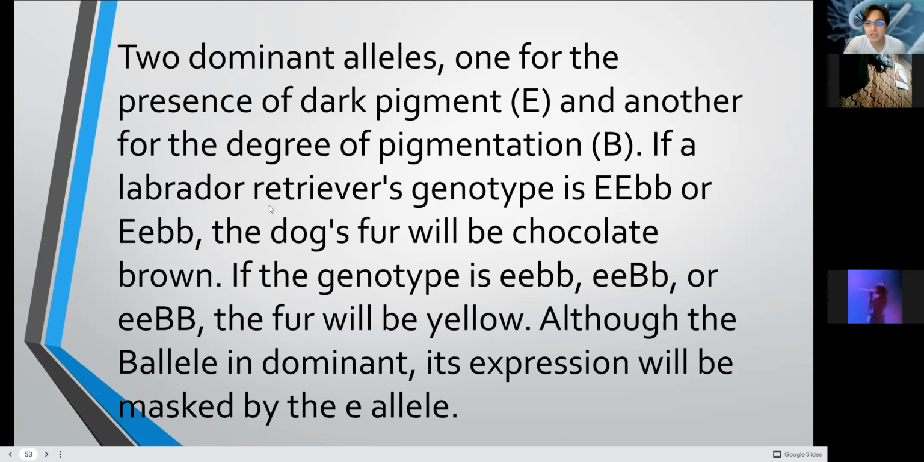If the genotype is eeBB, meaning light pigment, or eeBb, with a capital letter B, the fur will be yellow. Although the B allele is dominant, its expression will be masked by the ee alleles. So those are just a few examples of masking, no? It covers up the expression of the second allele.